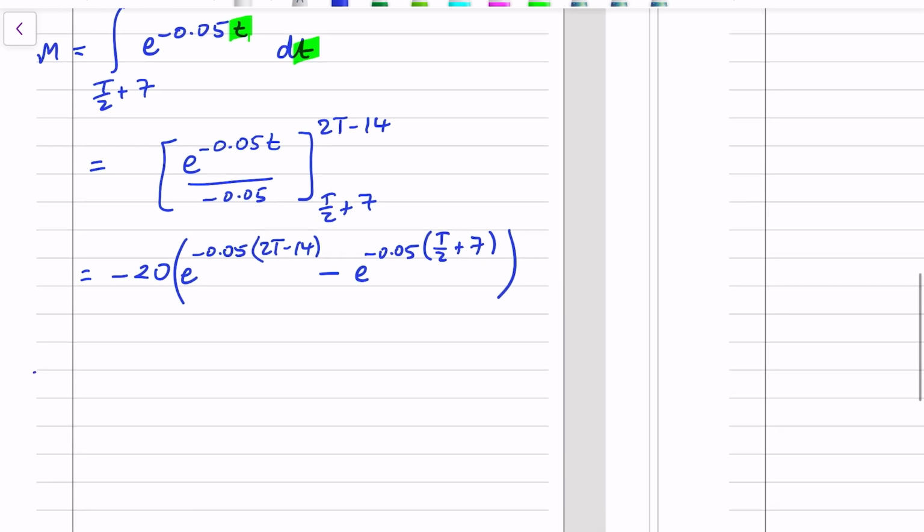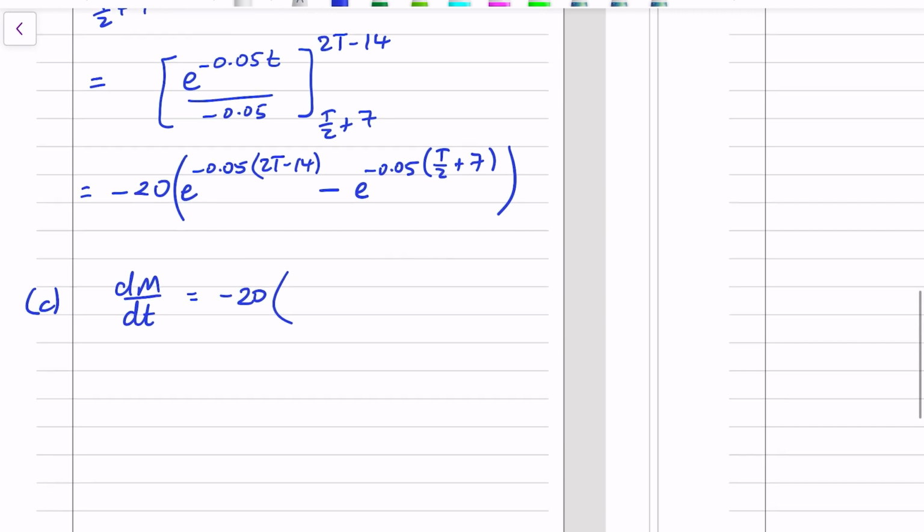Okay, so last part, we want dm dt. The minus 20 will just sit out the front. We get e to the negative 0.05 times 2t minus 14 multiplied by the derivative of the power, because we're using the chain rule, and remember that this whole thing here differentiates to itself multiplied by the derivative of the power. The derivative of the power, it's a linear function, is minus 0.01. No, just minus 0.1.